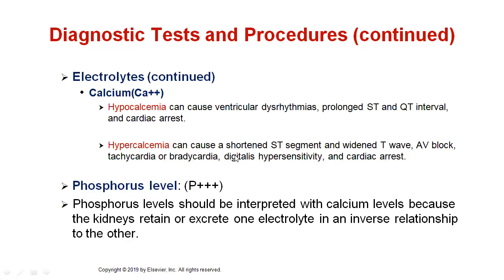Hypercalcemia can cause shortening of the QT segment and wide T-waves. If hypercalcemia is untreated, it leads to AV block, meaning atrioventricular block. They develop tachycardia or bradycardia.